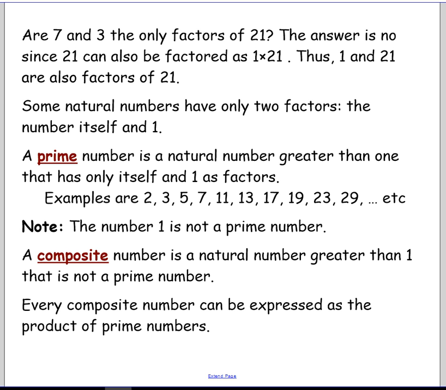A composite number, on the other hand, is a natural number greater than 1 that is not a prime number. So that means that every composite number can be expressed as a product of prime numbers. And so we saw 21 as an example. That would be considered a composite number because not only can we do 1 times 21 to get 21 as an answer, but we can also do 7 times 3 to get 21. And notice that 7 and 3 are both prime numbers.